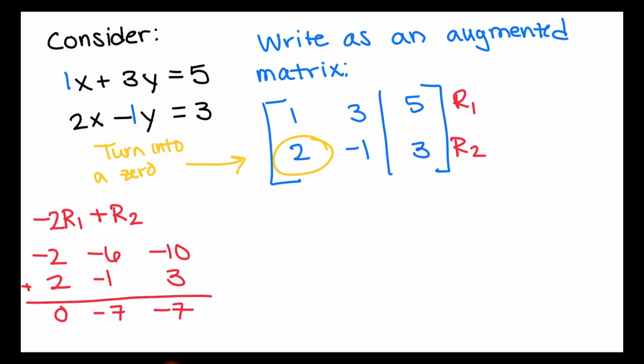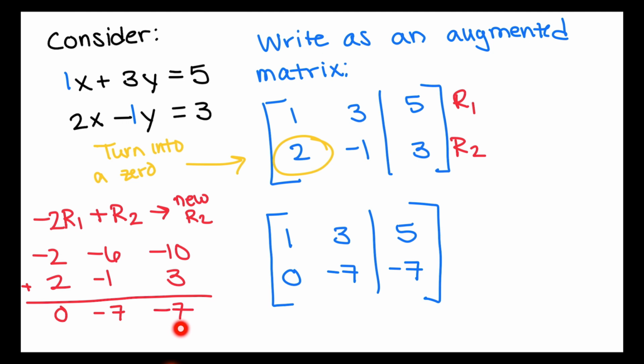And if I add those together, negative 2 plus 2 is 0. Negative 6 plus negative 1 is negative 7. Negative 10 plus 3 is negative 7. And so this result is going to become my new row 2. So I'm keeping row 1 the same, 1, 3, 5. And then I'm going to take this 0, negative 7, negative 7, and put that in for row 2. And so now this system is in row echelon form.